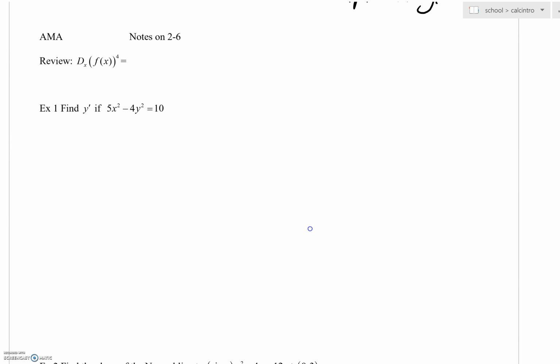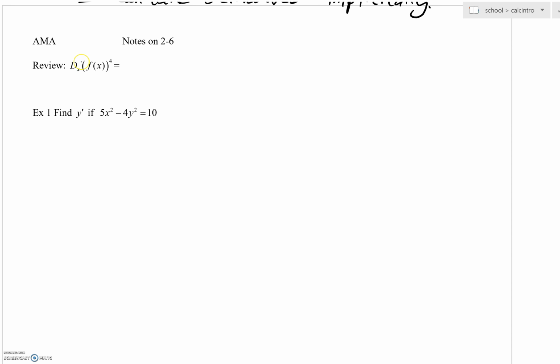Let's have some review. Let's just say that we're taking the derivative of f of x to the fourth power. Now, kids could say, well, what's f of x? Well, we don't know. They never tell us. So I need to take the derivative of f of x to the fourth power. How do we do that? Take the derivative of the outside. And that's, would you agree, 4 f of x to the third? Yeah. Are we done? No.